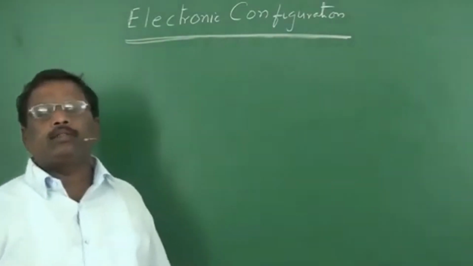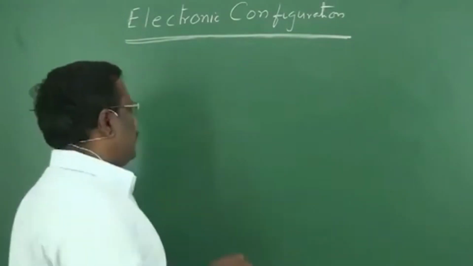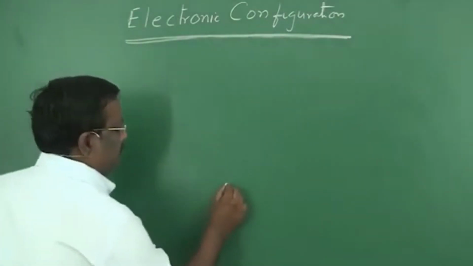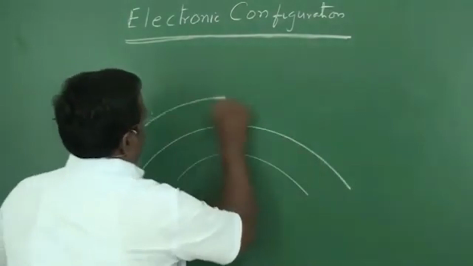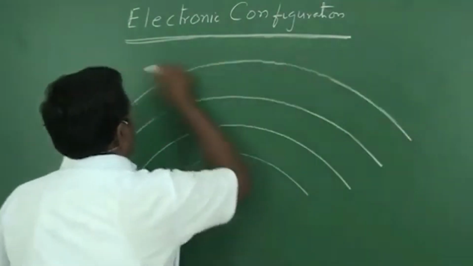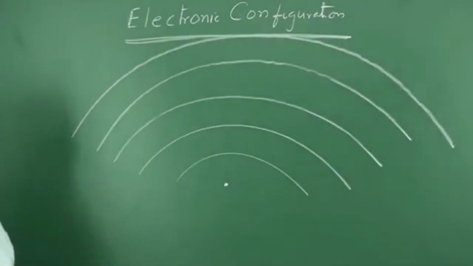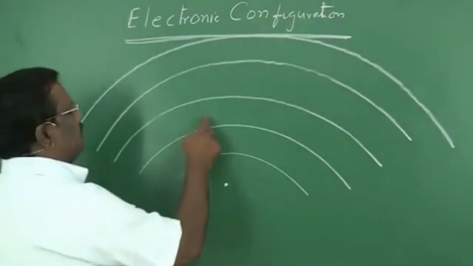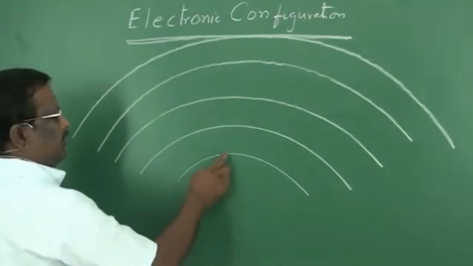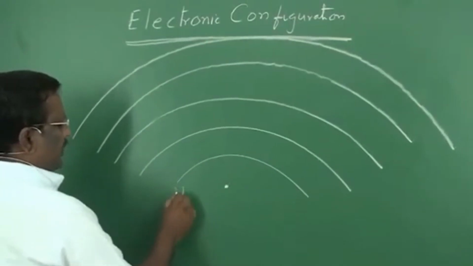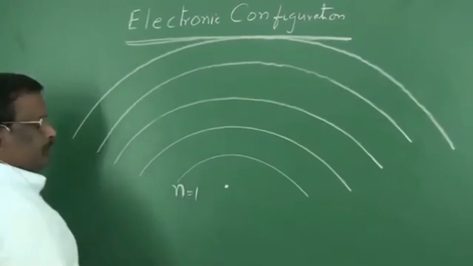From quantum numbers, we know that around the nucleus there are certain energy levels, which we call the main energy levels. These energy levels are denoted with a small n. This is the first energy level from the nucleus, so its n is equal to 1.